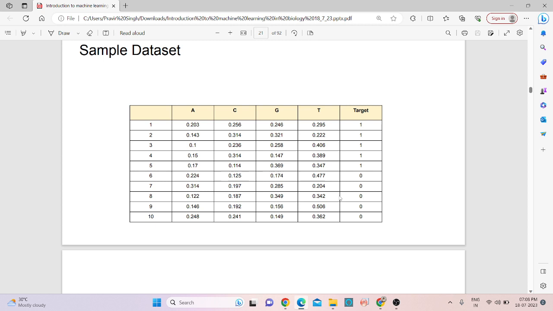From this set of 10 given genes, we extract the different nucleotide frequencies and then tabulate them. In some cases, we also know from experimental annotation that the first five genes are essential. That's why we labeled them as 1, and the next five genes are not essential. That's why we labeled them as 0. So if we have experimental annotation, then we can have labels.